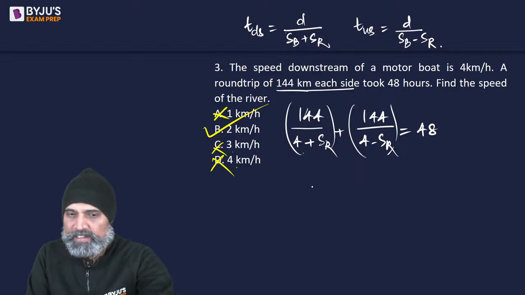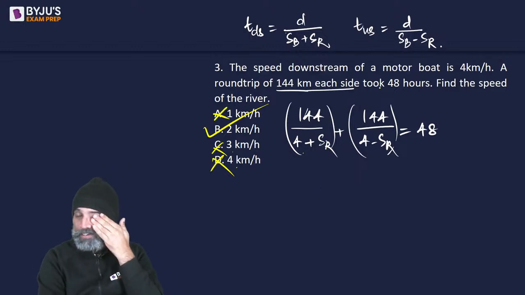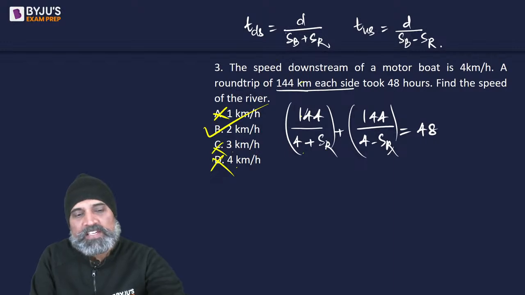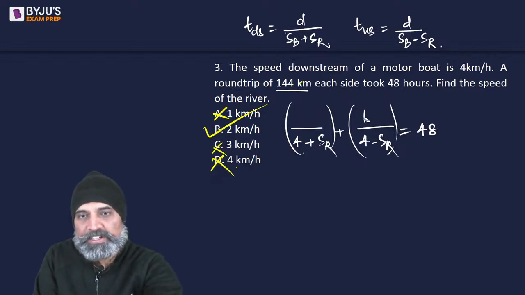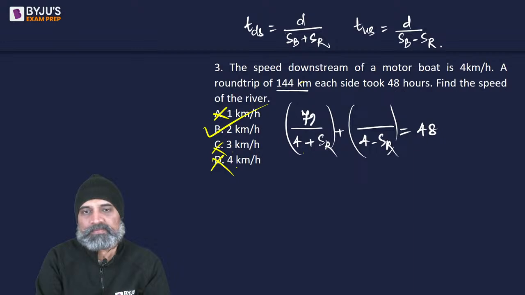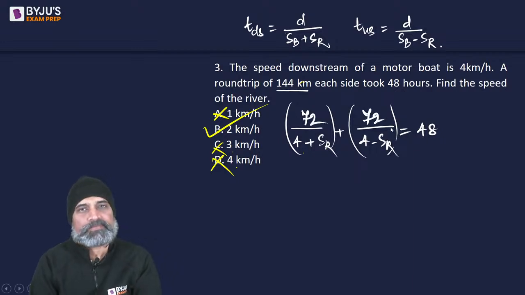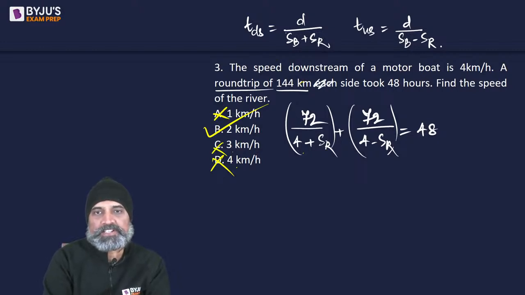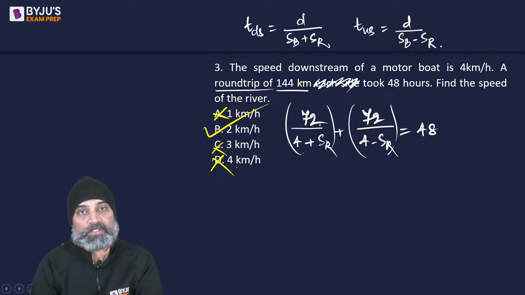Checking, it seems that there is some problem with the numerical values in the question. Even if I take 72, still it will not make sense, because 72 by 2 is 36, and 72 by 6 is... okay. It says 144 kilometer each side, it means 72 meter. Only then will it make sense, right? So round trip of 144 kilometer, each side should not be used.